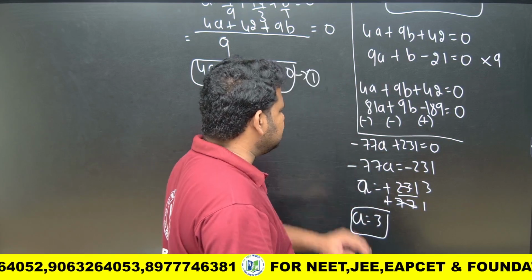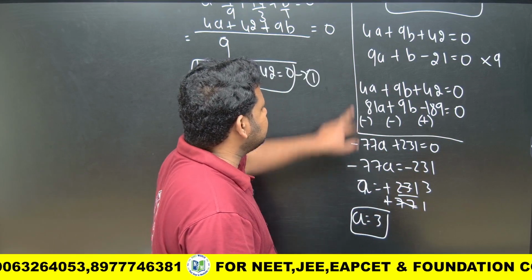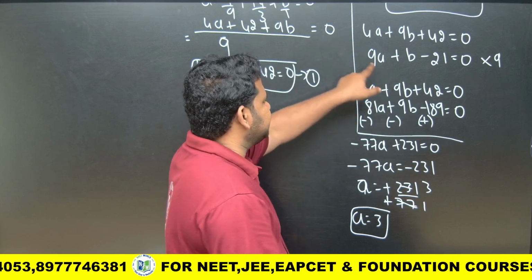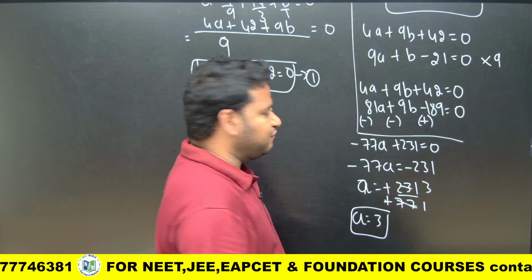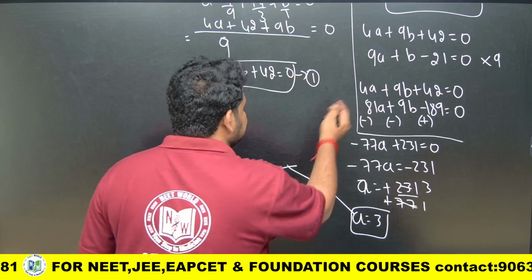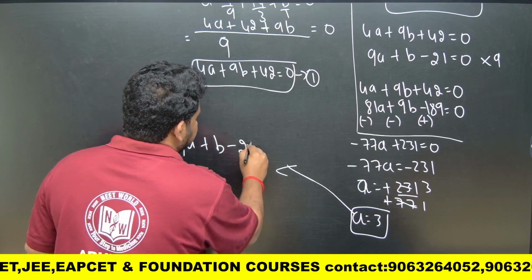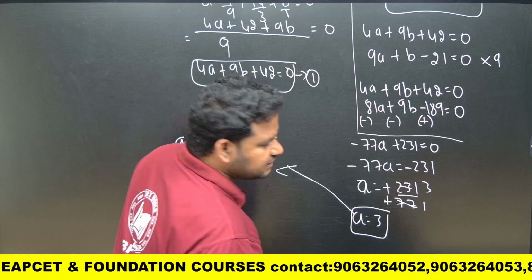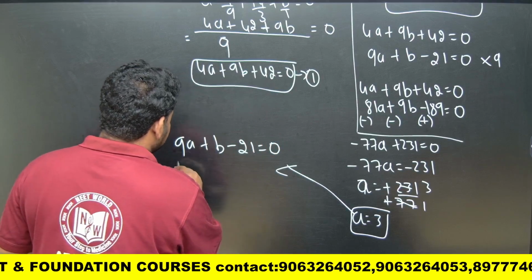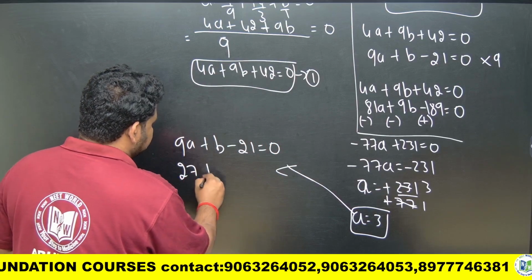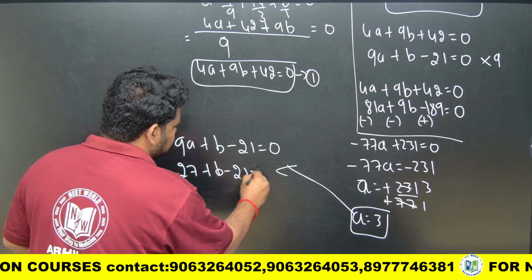So if I got a is equal to 3, I put this in the second equation, and I'll get the value of b. The second equation is 9a plus b minus 21 is equal to 0. So 9a means 9 into 3, which is nothing but 27, plus b minus 21 is equal to 0.